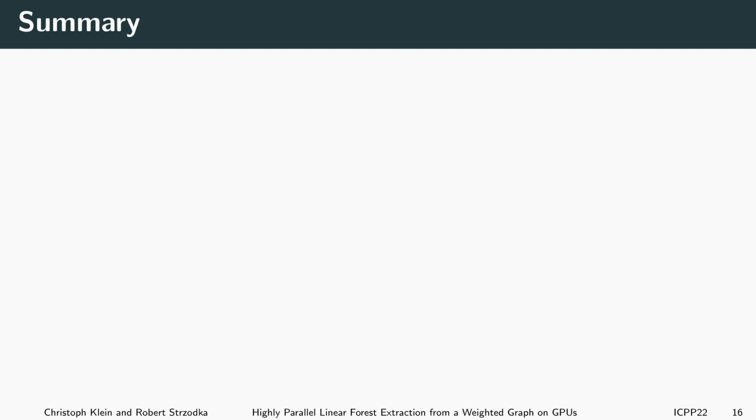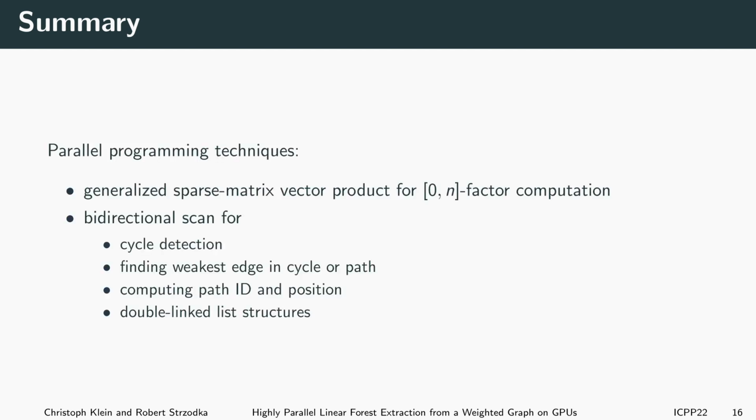As a summary, I want to highlight again the techniques we used to extract this linear forest. We used our generalized sparse matrix vector product for the 0n factor computation, which could be executed efficiently for up to 0.4 factors. For larger factors, we have to use different techniques, but that's future work. And the bidirectional scan is very well suited for these double linked list structures, and you can use it in graphs for cycle detection, for finding weakest edges in a cycle or path. You can compute the overall path ID and or the position of each vertex in a path.